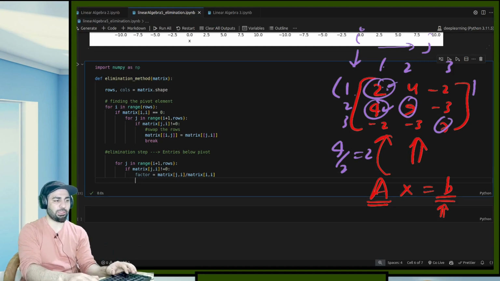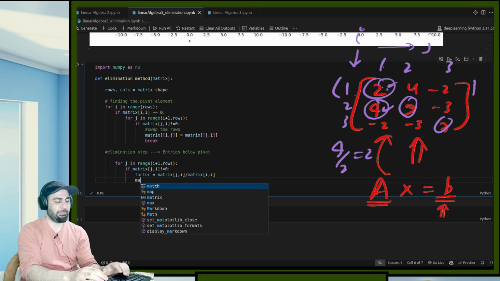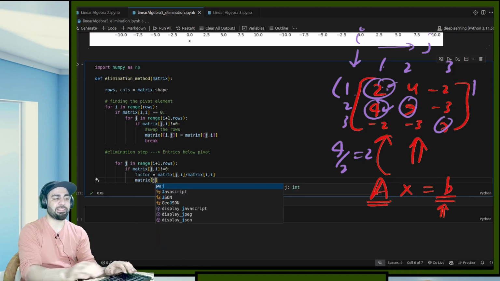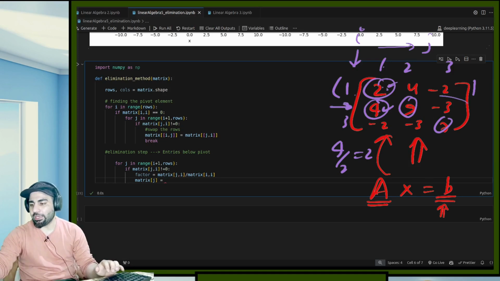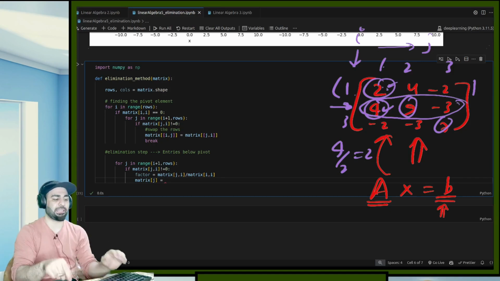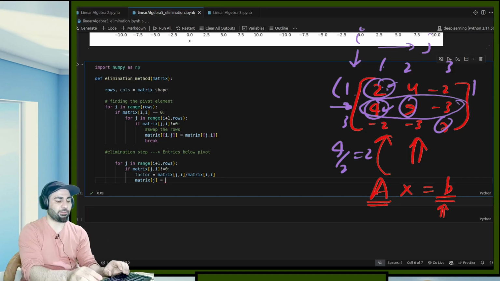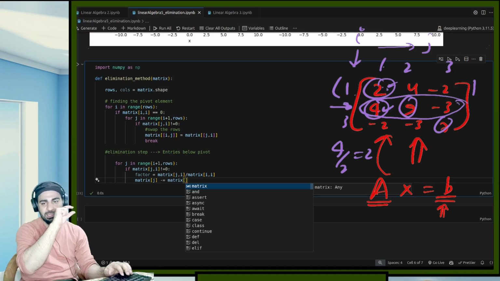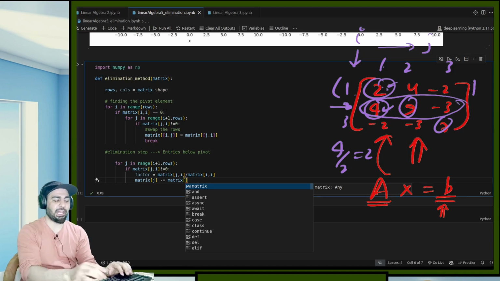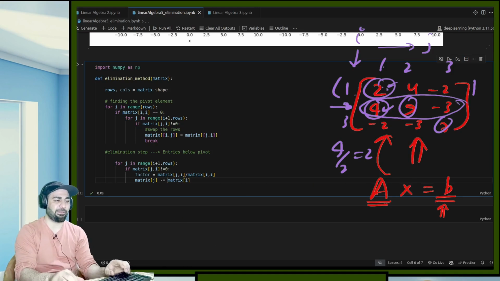And now what you can do is, once you have done this, so we'll say matrix of j, that means the jth row in that matrix. So let's suppose you are here now, so you want to take the whole of this and subtract from it this factor multiplied by that equation. So I'm saying from this subtract, so I'll say minus equal to, and subtract from it matrix of I, but it should be multiplied with the factor.